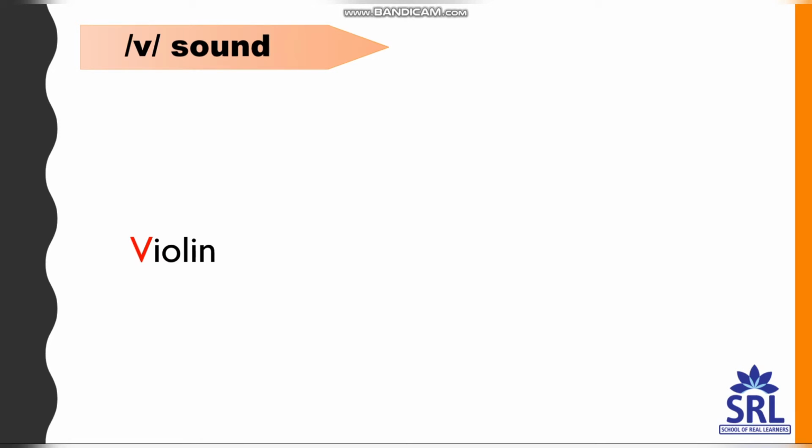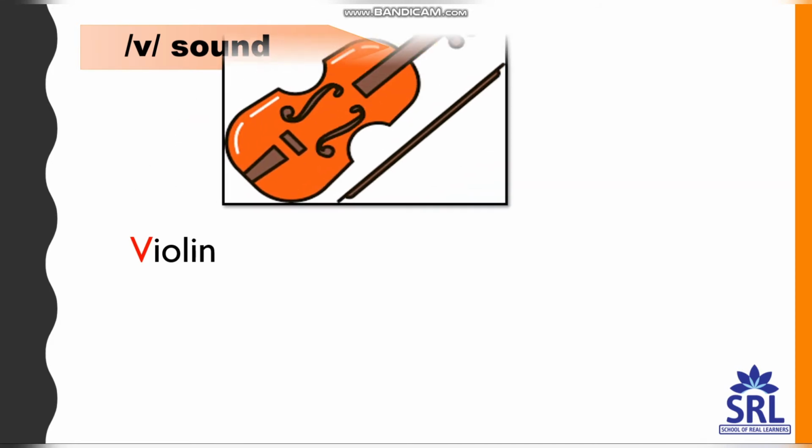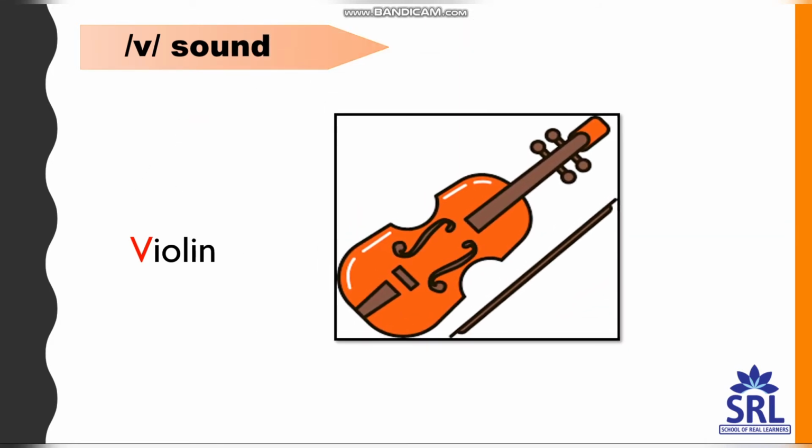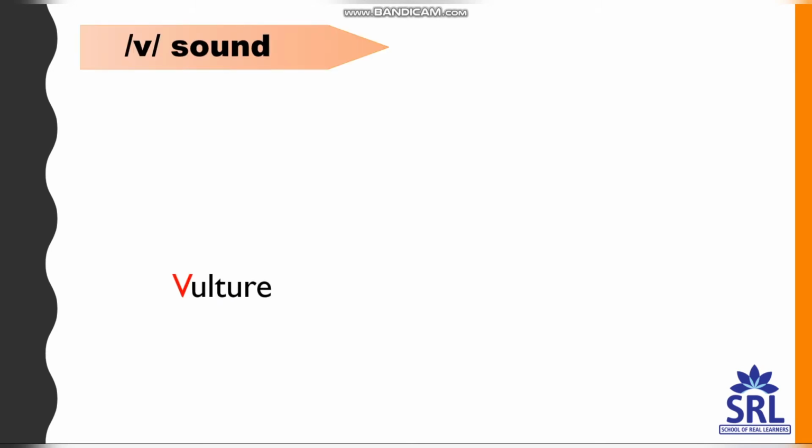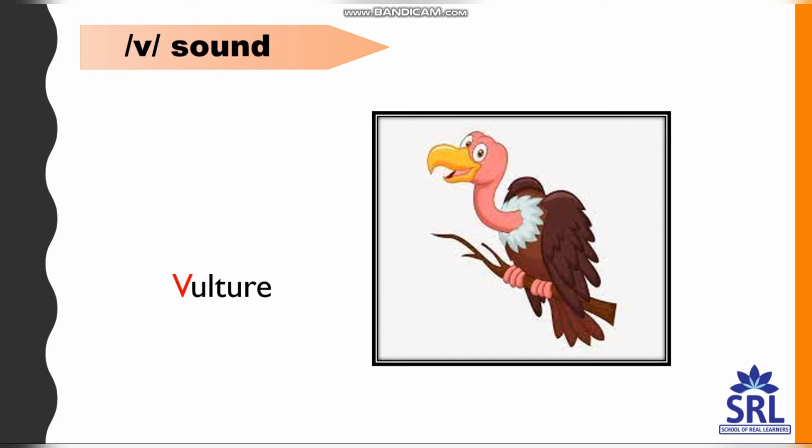Violin. V-I-O-L-I-N. Violin. The sound of the letter V is V. Vulture. V-U-L-T-U-R-E. Vulture.